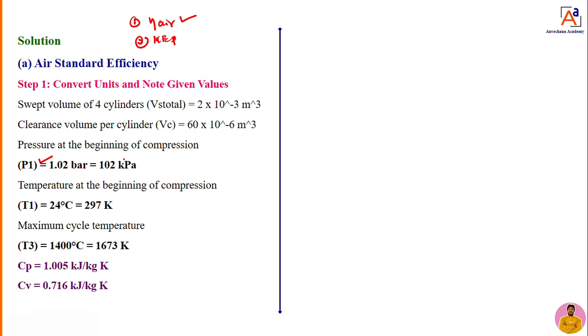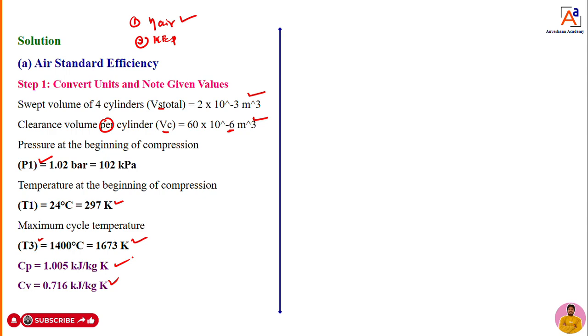P1 he has given in bar itself, and in the problem he has given the total swept volume, that is 2 × 10^-3 meter cube. Then the clearance volume per cylinder, he has given 16 × 10^-6 meter cube. It is 10 to the power of minus 6, that you have to remember. P1, T1 he has given. T3 also he has given. I converted T1 into Kelvin, and T3 also into Kelvin. Cp and Cv he has given, that I have listed here now.